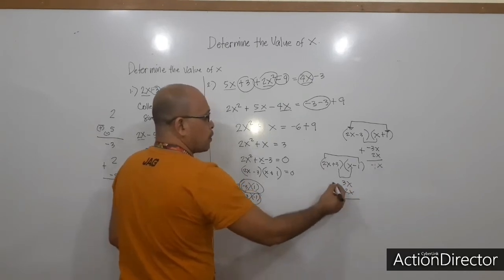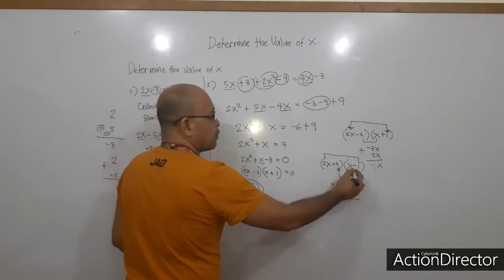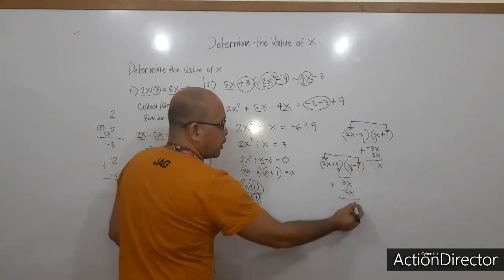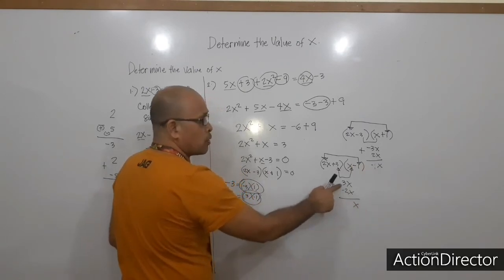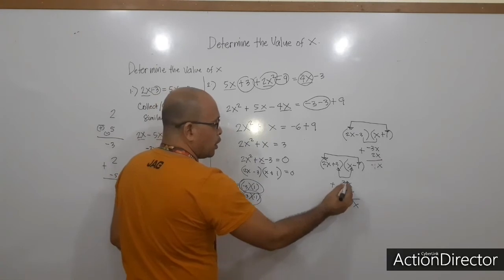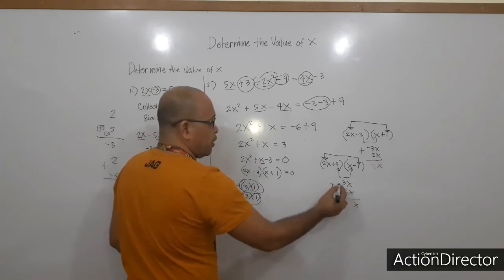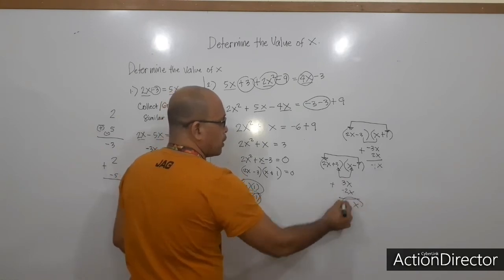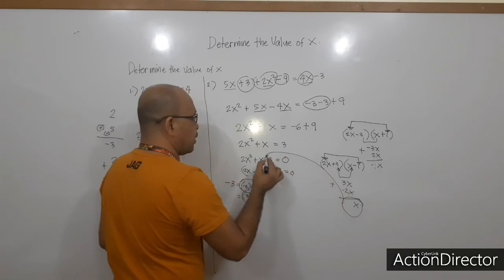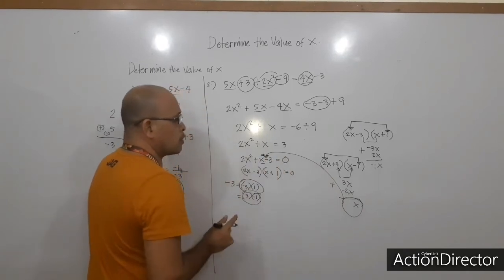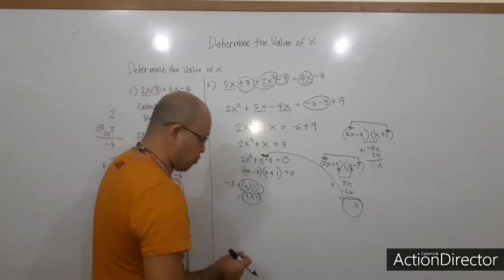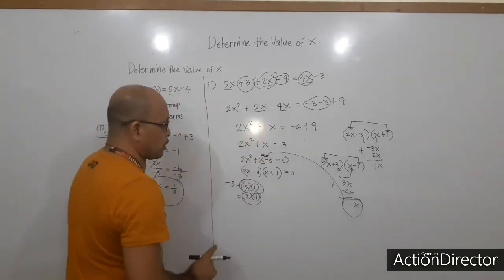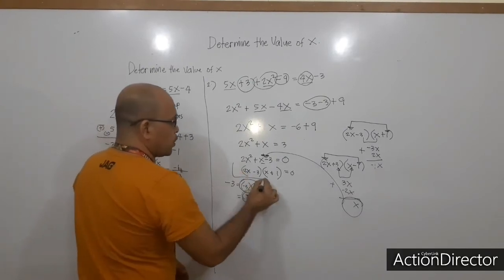Then after that, add or combine by addition. So bring down x. Just simply add the integers or the numerical coefficients. You have here 3 or positive 3 plus negative 2. You have here positive 1, or simply positive x. So which is the same here, positive x. So you have now the exact factors that you need for you to solve for the value of x. Okay, so let's continue here.